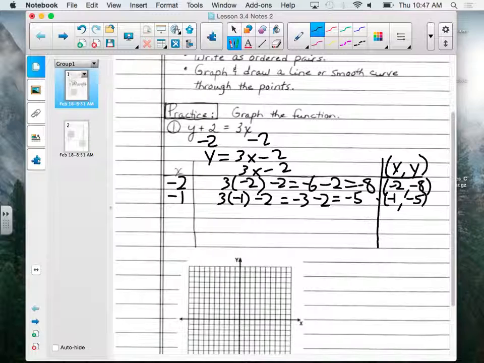Now, really, we need 2 more positive values, but we usually want at least 5 points just to get a good graph so it doesn't do anything weird in the middle of it. So another point that you can include with your negative and positive is just 0. So plug 0 in for x, minus 2.